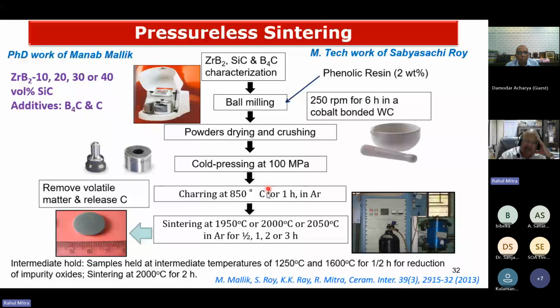Then it was taken to a furnace where it was held at 850 degrees centigrade for 1 hour to get rid of the phenolic resin. The volatile components went away, leaving behind carbon. Then it was held at intermediate temperatures of 1250 and 1600 for half an hour, and then sintered at 1950, 2000, and 2050 for periods between half an hour and 3 hours. And ultimately we found that at 2000 degrees centigrade, we get the best density, best results.